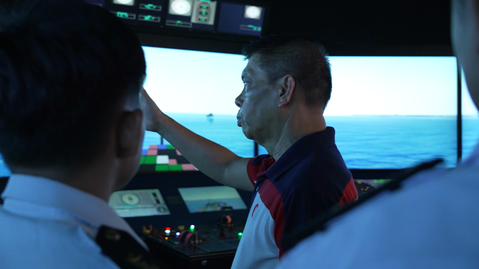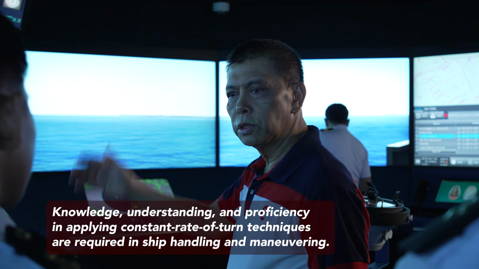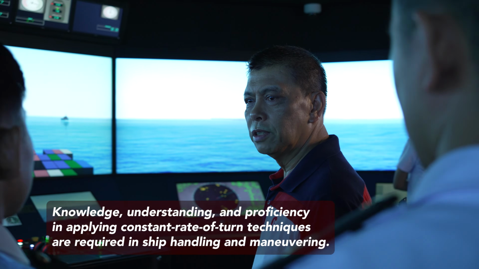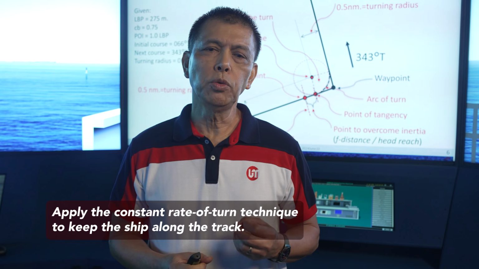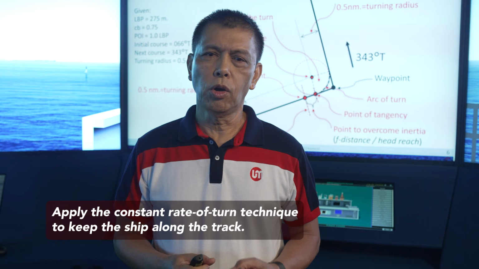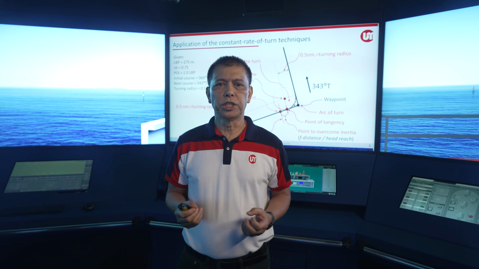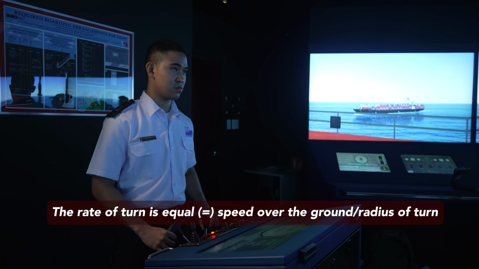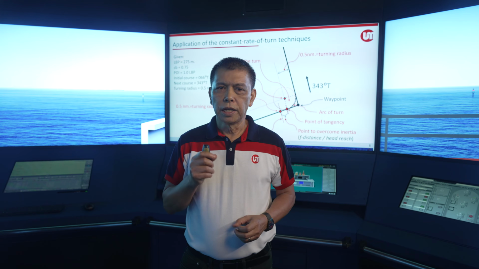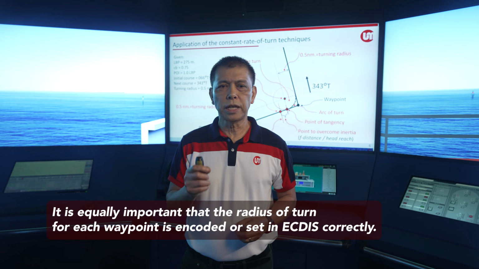To conclude, one requirement for watch officers to carry out their watchkeeping duties is the minimum knowledge, understanding, and proficiency in applying the constant rate of turn techniques in ship handling and maneuvering. Constant rate of turn technique is one way of keeping the ship along the track or within the boundaries of the cross-track limits set for the leg of a particular passage while making a turn during course alterations. The rate of turn in degrees per minute can be calculated by dividing the speed over the ground by the turn radius. It is equally important that the radius of turn for each waypoint is encoded or set in ECDIS correctly.